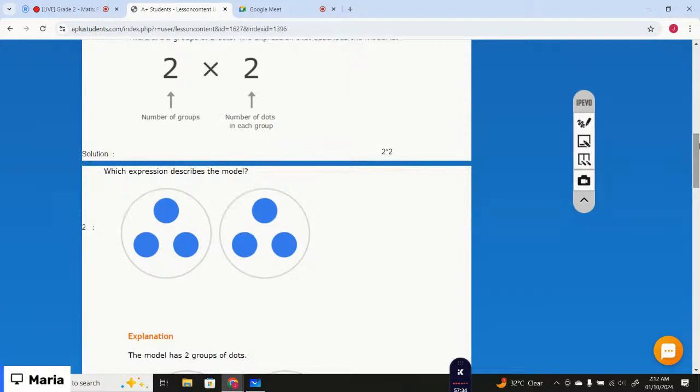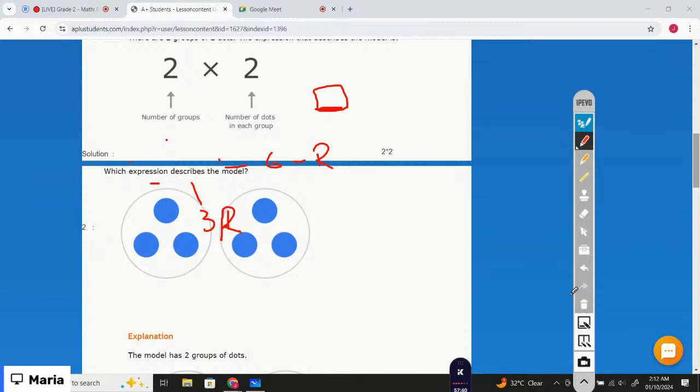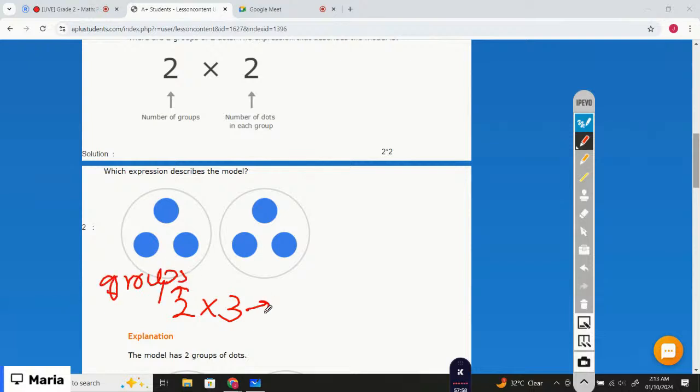Just look at the other one. Which expression describes the model? You have two groups. The big circle represents the group. You have two groups, and in each group you have three dots. So you can write it as 2 times 3. 2 represents the groups, and 3 represents the number of dots. You got it? So 2 times 3 is 6. You have total 6 dots. Got it?